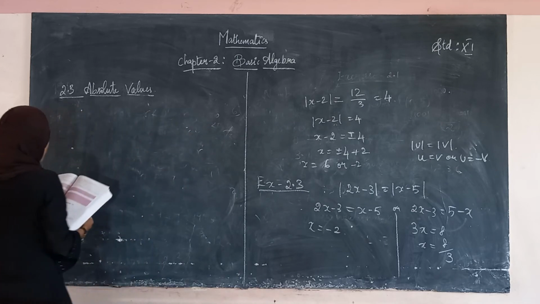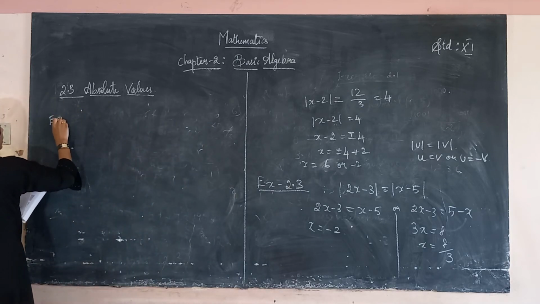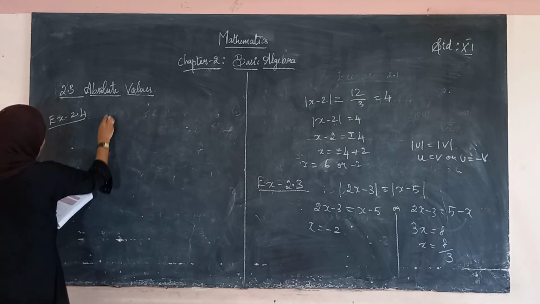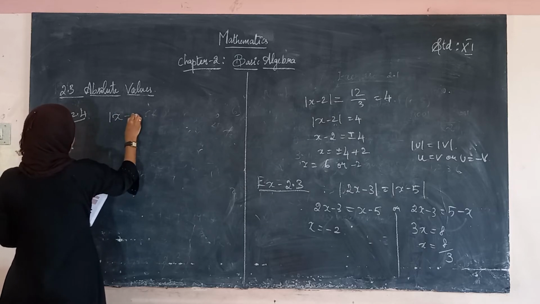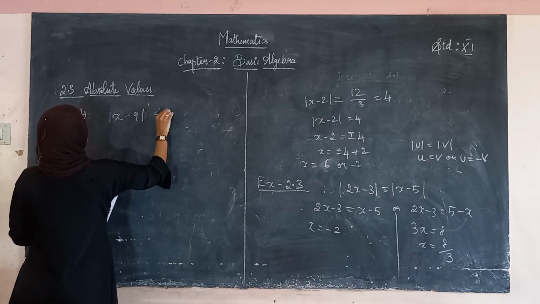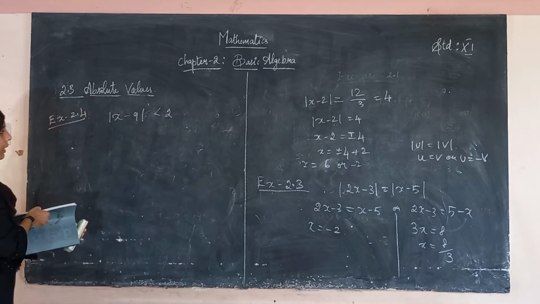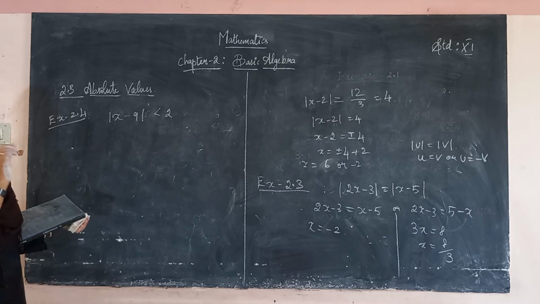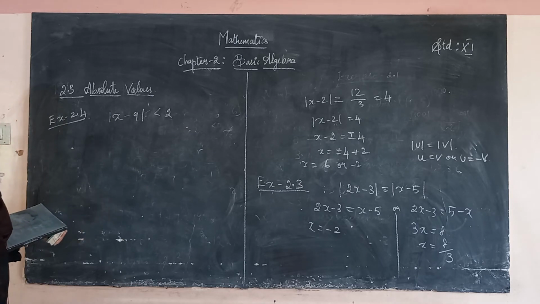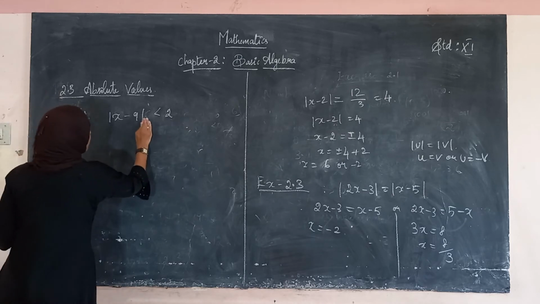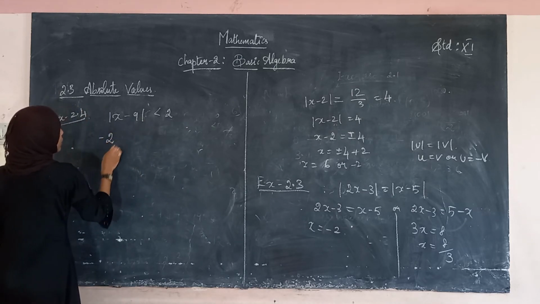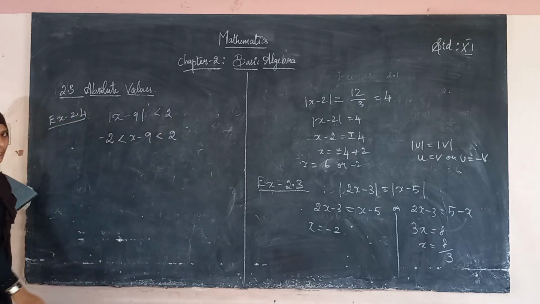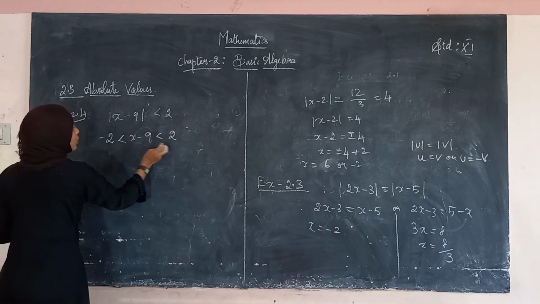Now, let us see example 2.4. Solve for modulus of x minus 9 less than 2. What we have seen, if modulus of x is less than 2, it can be written as minus 2 less than x less than 2, right. Remove this modulus and it can be written as minus 2 less than x minus 9 less than 2.